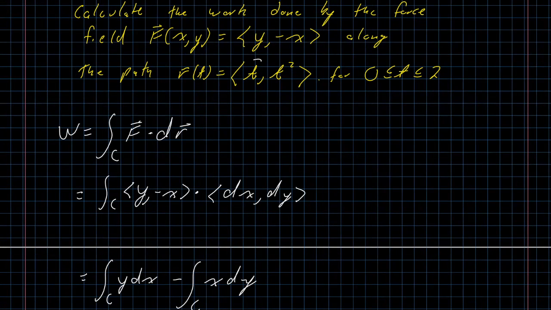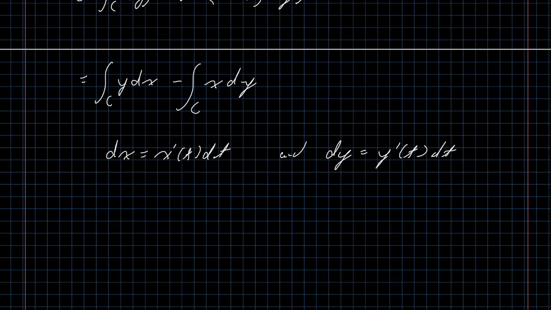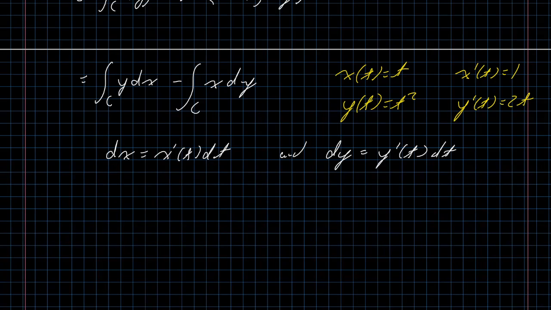So if we go back to our path, x of t is t, and y of t is t squared, which means that x prime of t is 1, and y prime of t is 2t, which means that I can rewrite this integral as the integral t goes from 0 to 2 of y, which is t squared, times x prime of t, which is 1, times dt, minus the integral t goes from 0 to 2 of x, which is t, times y prime, which is 2t dt.